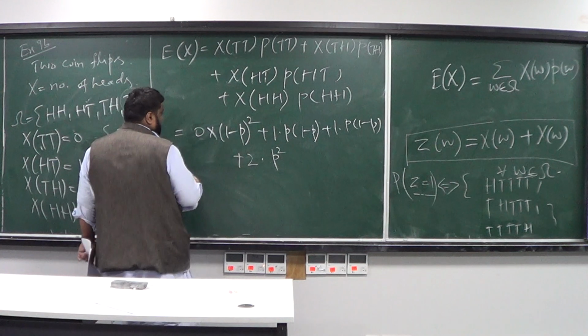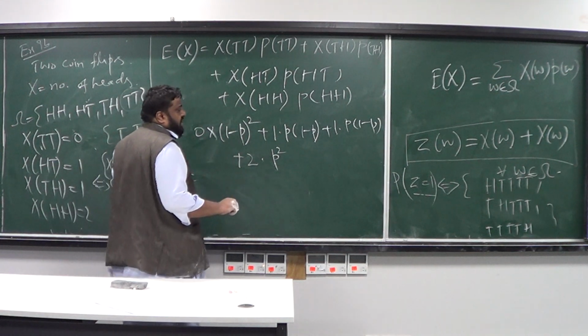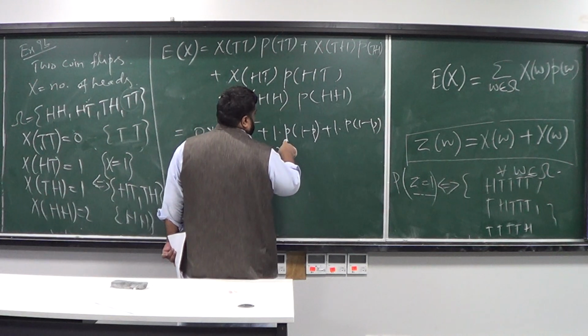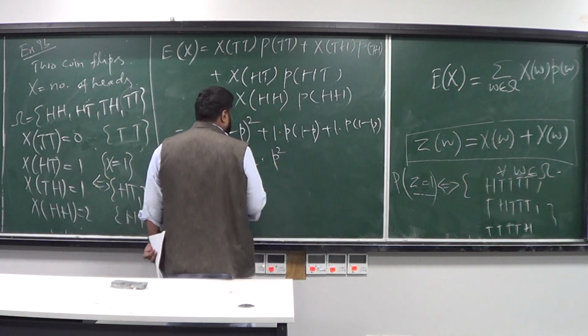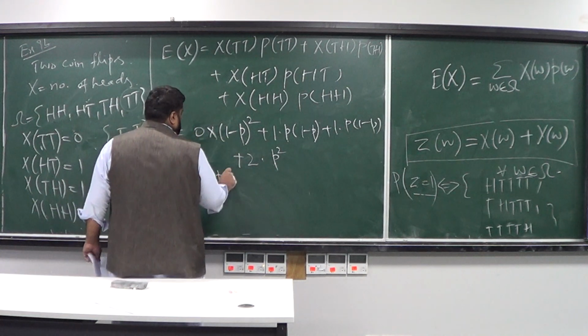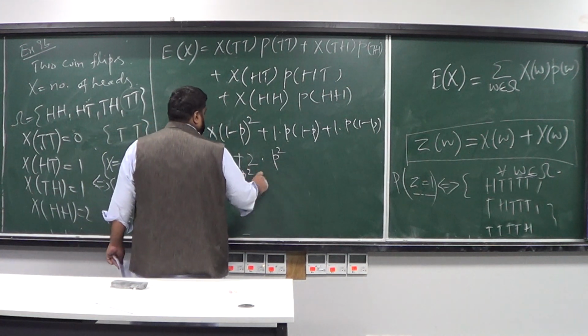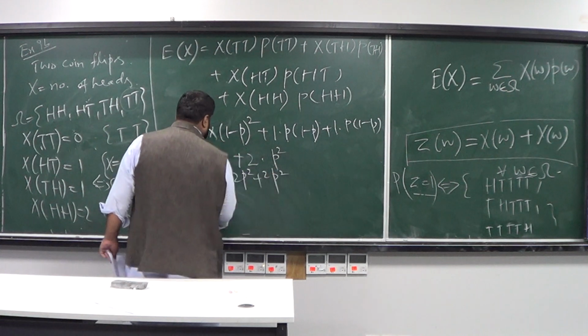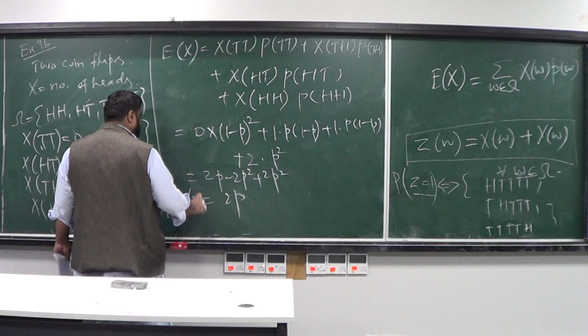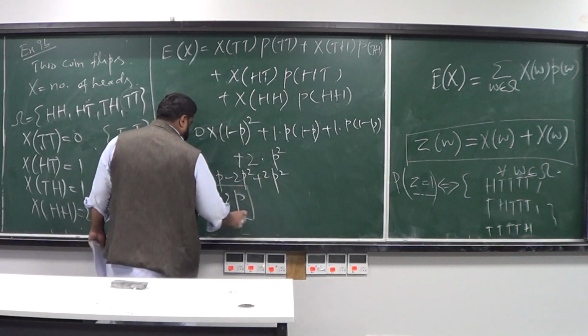The final outcome that you get is 2p minus 2p squared. So this is really going to be 2p minus 2p squared plus 2p squared, so the average is really 2p. So this is really the expectation of X.